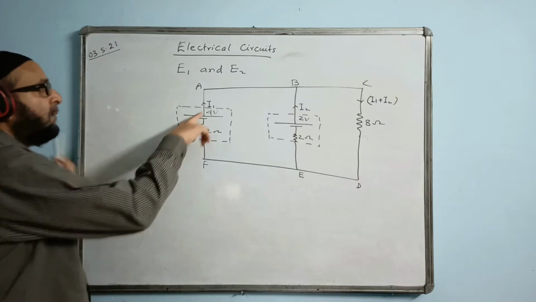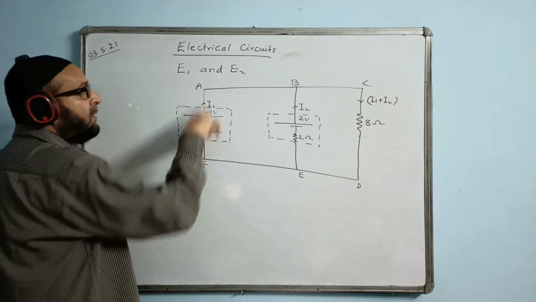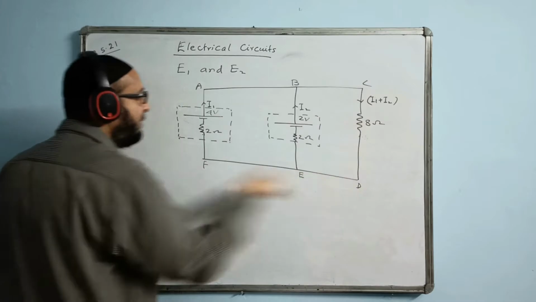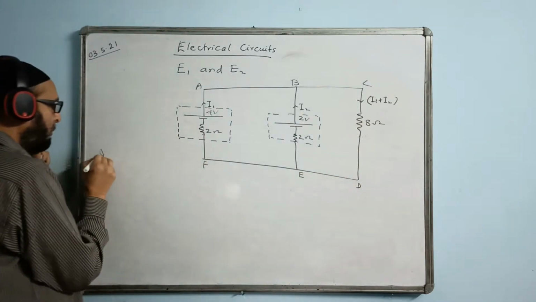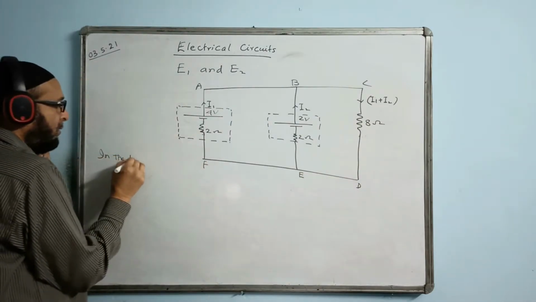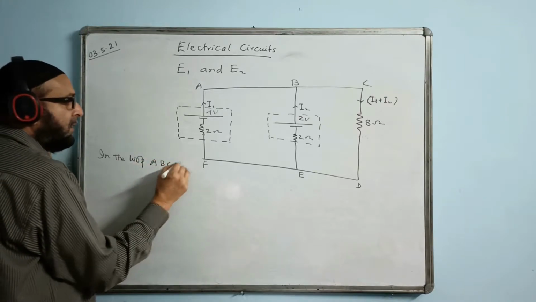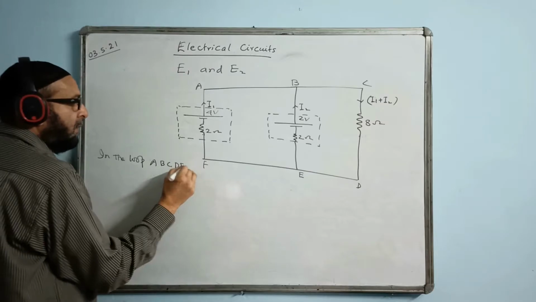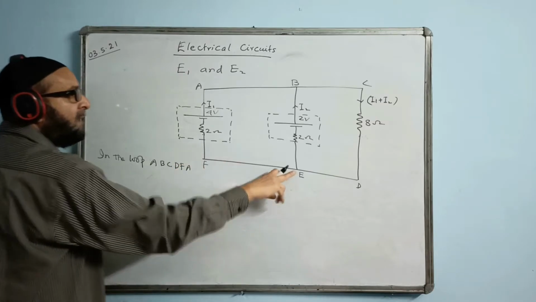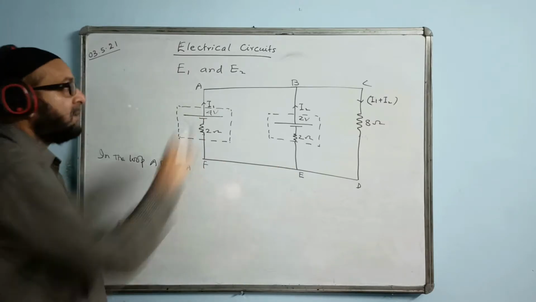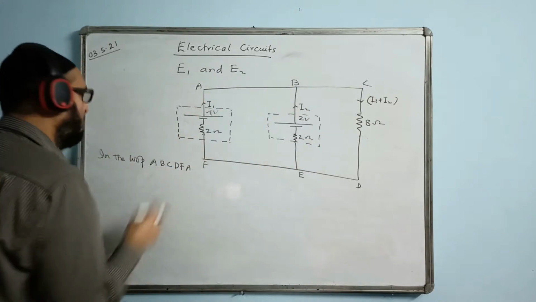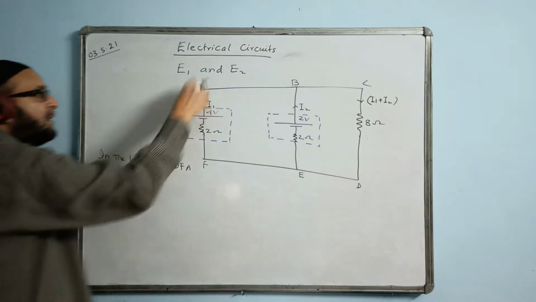The first equation I'll take from the first cell. Suppose I take the loop like this in the network. The loop A, B, C, D, F, A. If you want, you can name E also, but E doesn't matter. You can just say A, C, B, F, A. I am taking it this way.